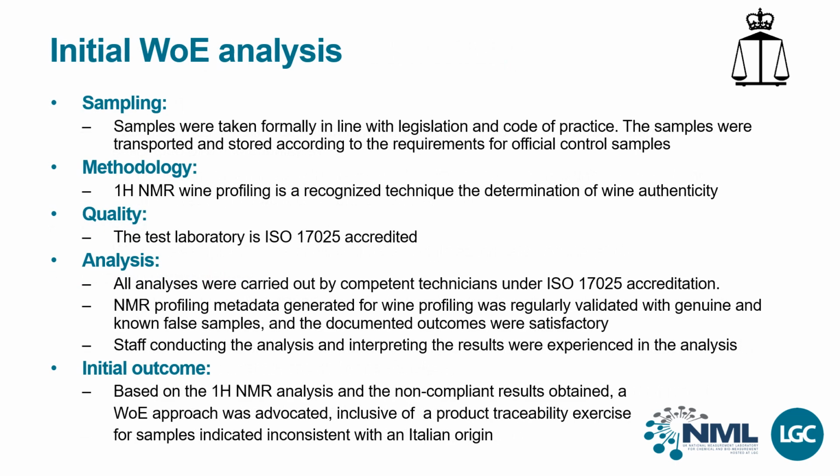Samples for analysis were taken in line with legislation and code of practice and transported and stored according to the requirements for official control samples. 1H-NMR wine profiling was undertaken, which is a recognized technique for use in the determination of wine authenticity and was performed on the samples by an ISO 17025 accredited laboratory by staff experienced in conducting the analysis and interpreting the results. NMR profiling metadata generated for wine profiling by the analytical laboratory was regularly challenged with genuine and known false samples, the outcomes of which were satisfactory and documented.